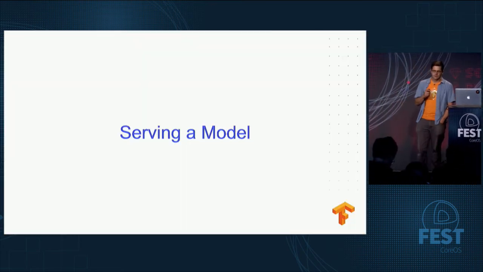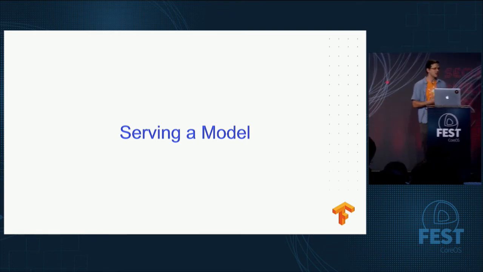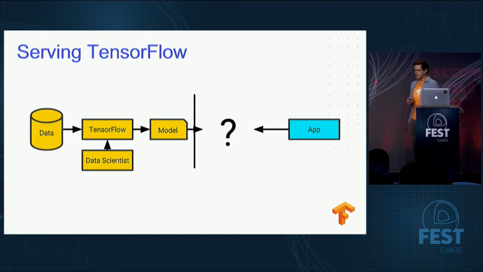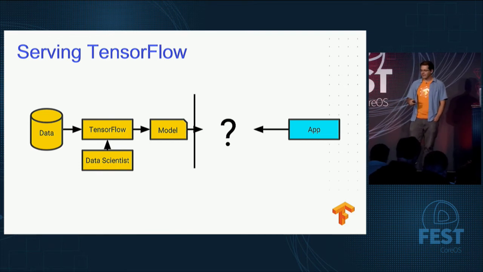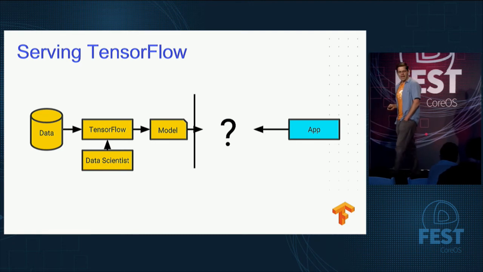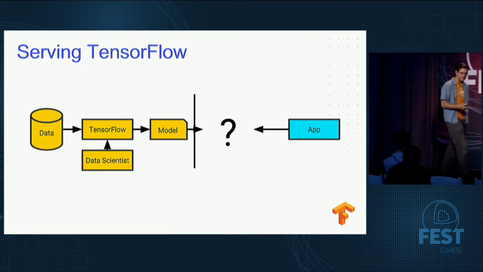So now that we have a model, let's think about what to do with it. Right, let's try to get it out into production. We want to serve our TensorFlow. On the left of this diagram, we have our data scientist, we have our model, and we have our data. On the right, you have your application, and it wants answers.